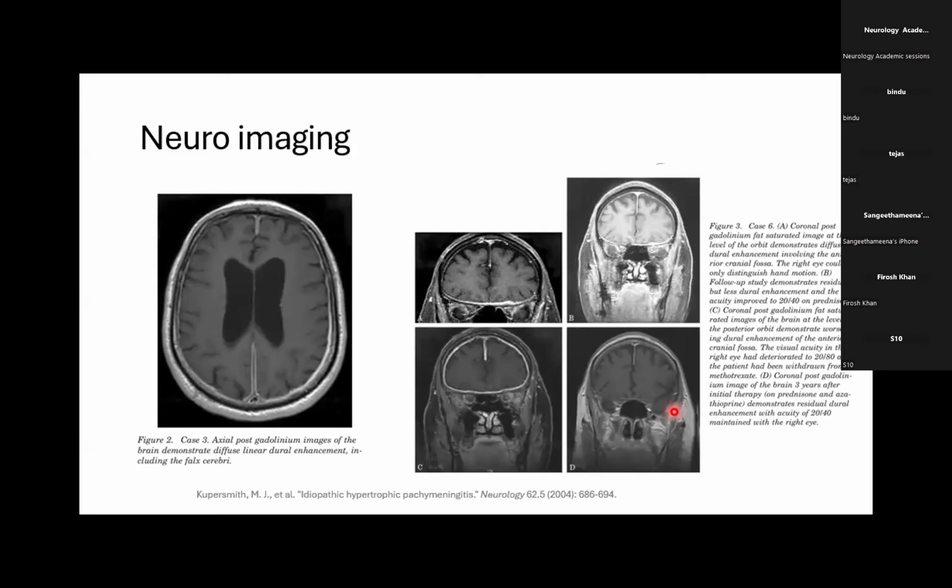Neuroimaging. This shows an axial post-gadolinium image with diffuse dural enhancement, including the falx cerebri. Falx cerebri is diffusely enhanced. Diffuse enhancement.